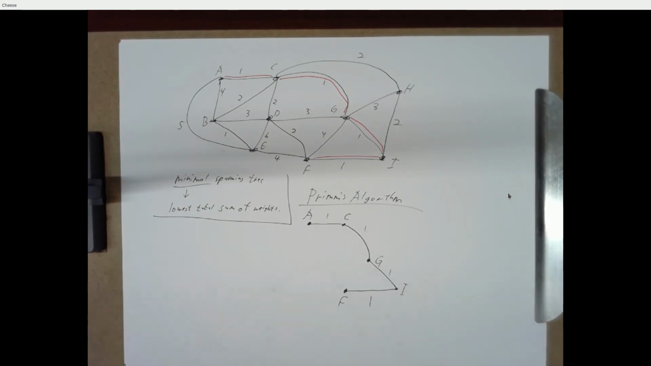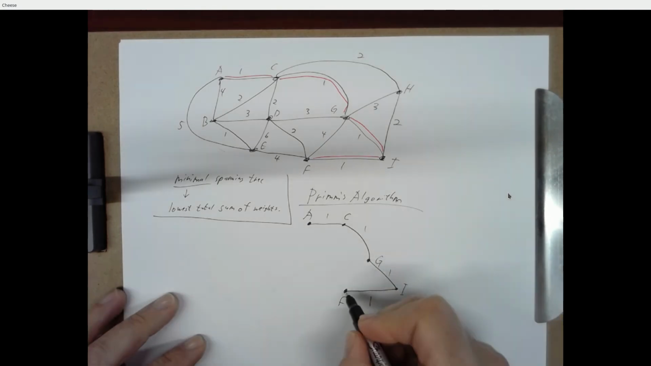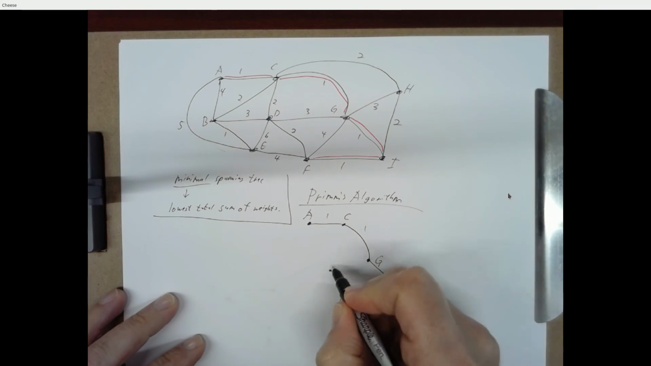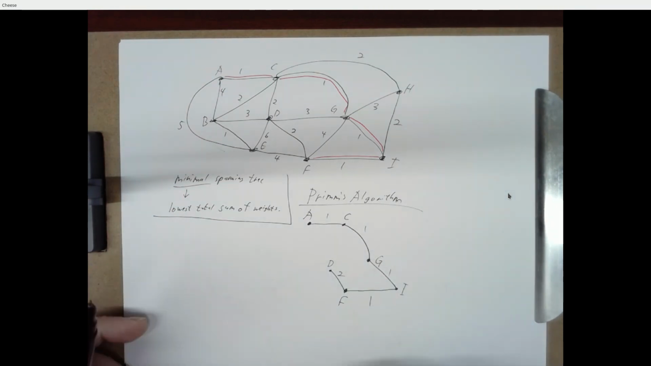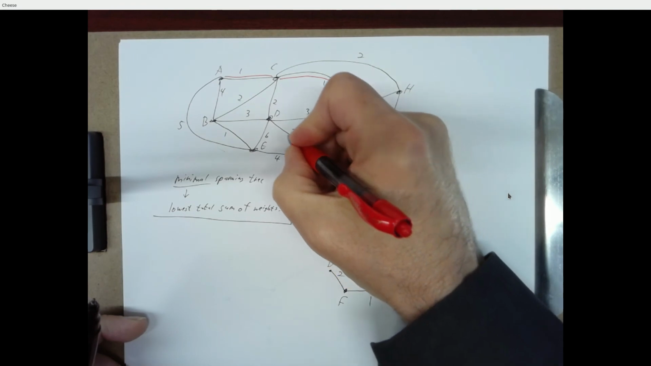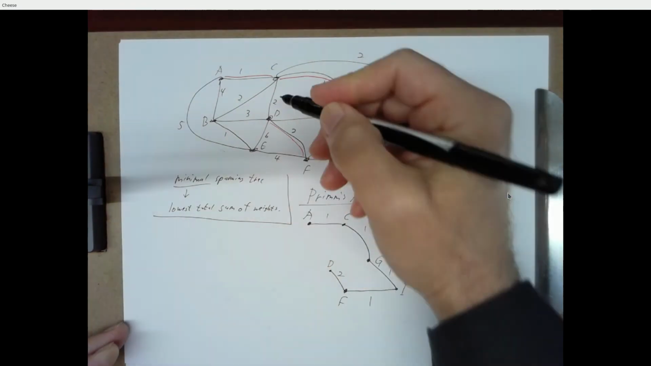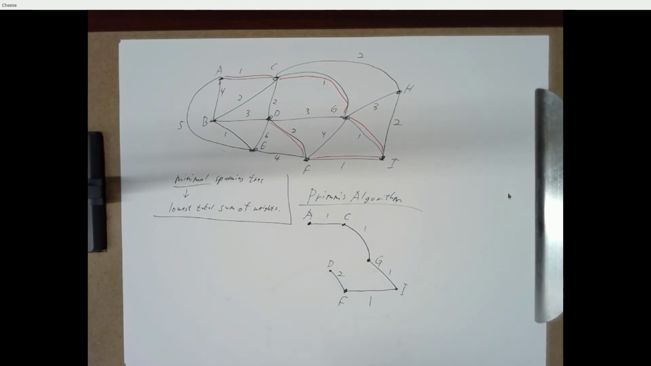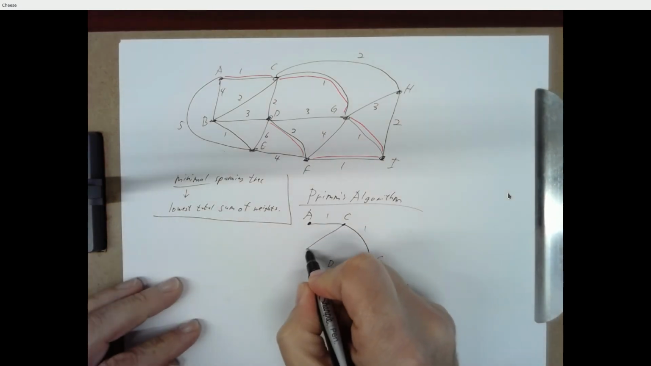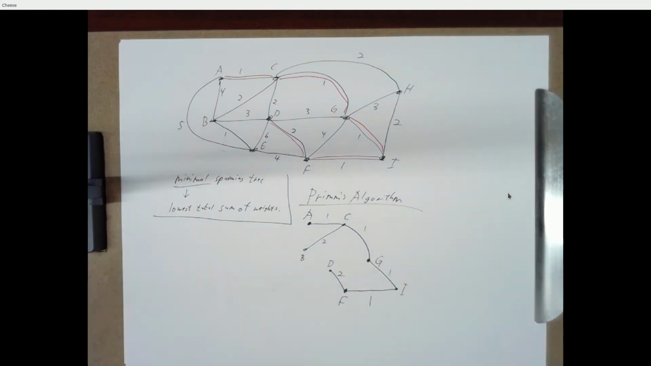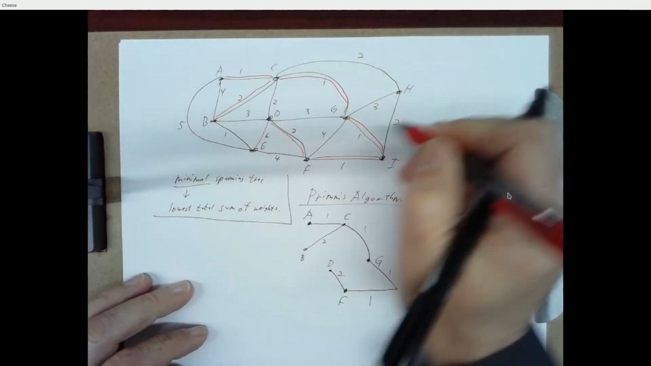All right, so now that's our collection of vertices and edges. So let's go on to some 2s. So which 2 should we include? F to D. I like it. So we got this. Now we're not going to include D to C because that's going to give us a cycle, right? But are there any other edges of length 2 connected to this tree? C to B works. Sure, C to B. Or I to H. I to H.